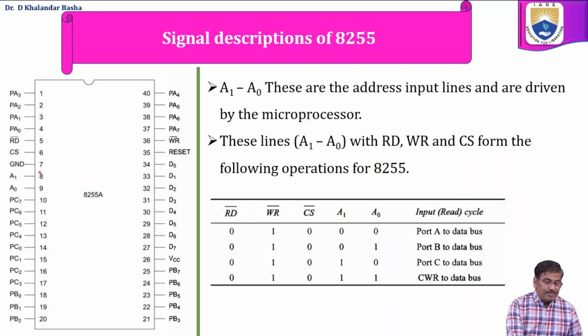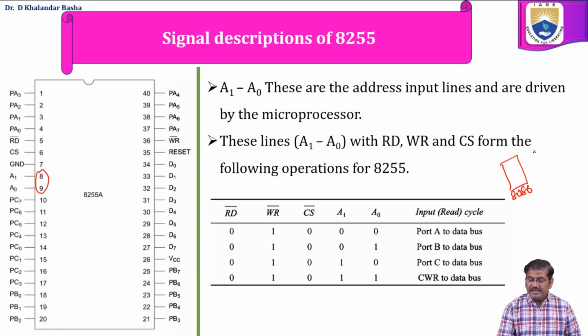The next one corresponds to the address lines, that is A1 and A0. So these A1 and A0 of 8086 are connected to A1 and A0 of 8255. Sometimes this will be changed to A1, A2 also, we will see that. So A1, A0, these address lines are driven by the microprocessor. These lines A1, A0 with RD bar, write bar and chip select form the following operations of 8255.